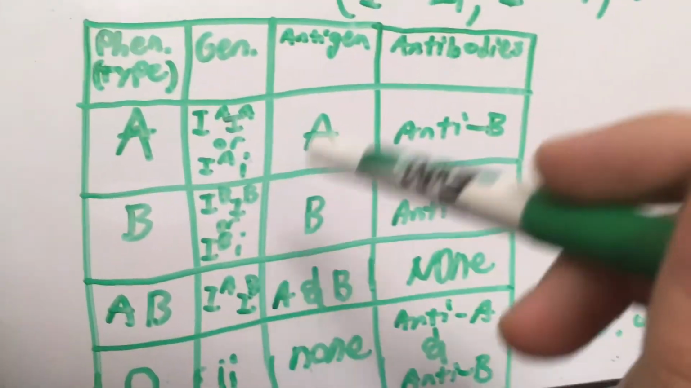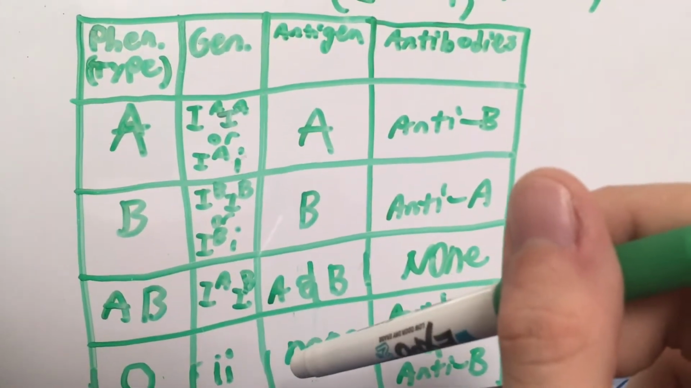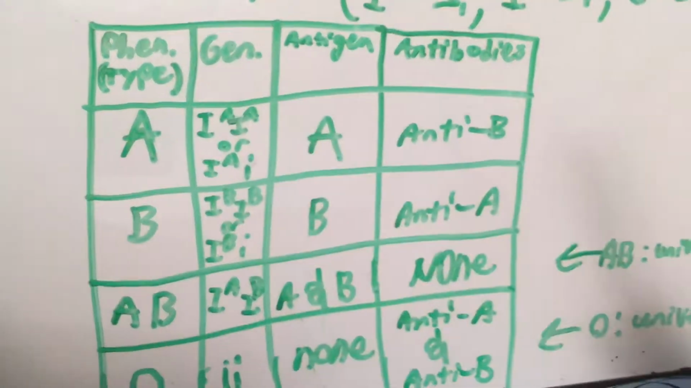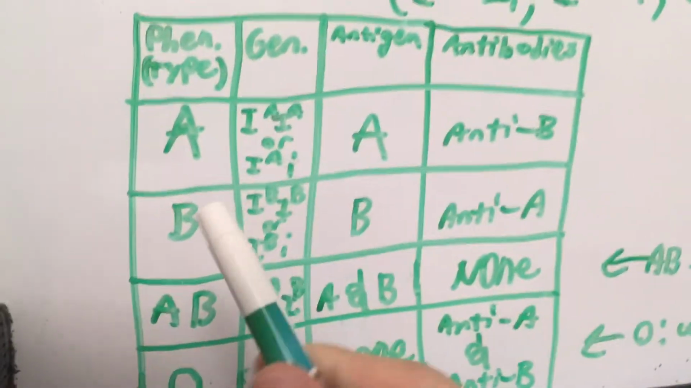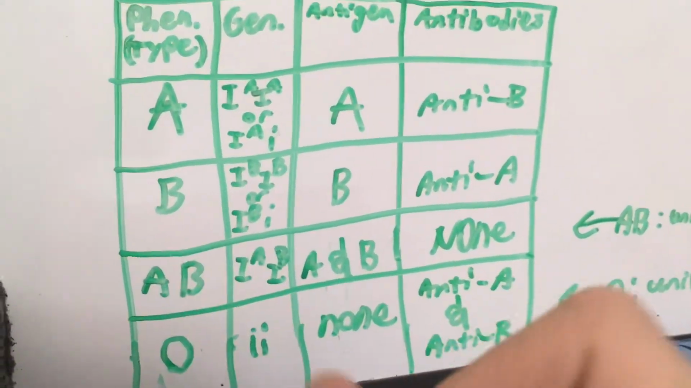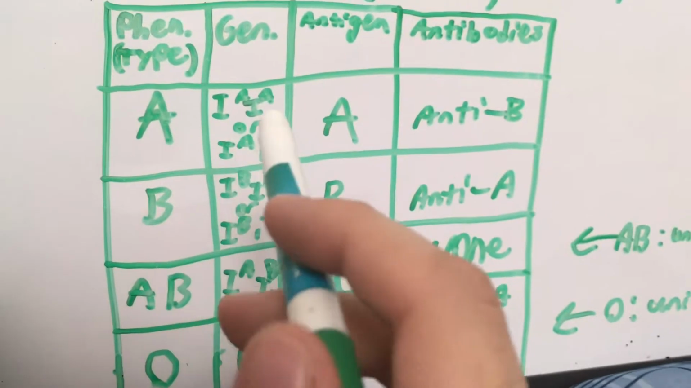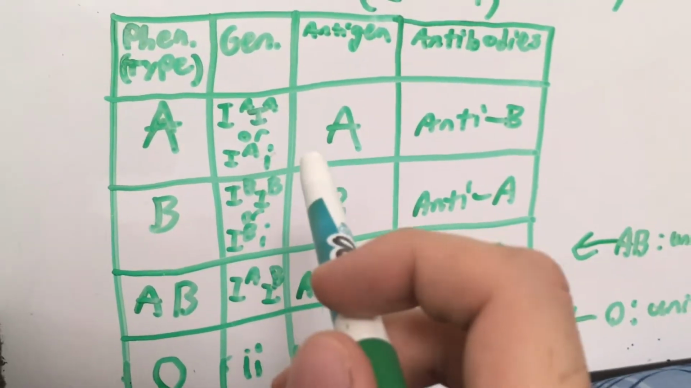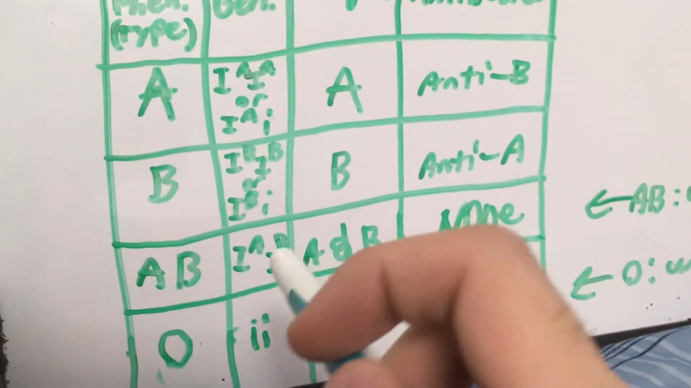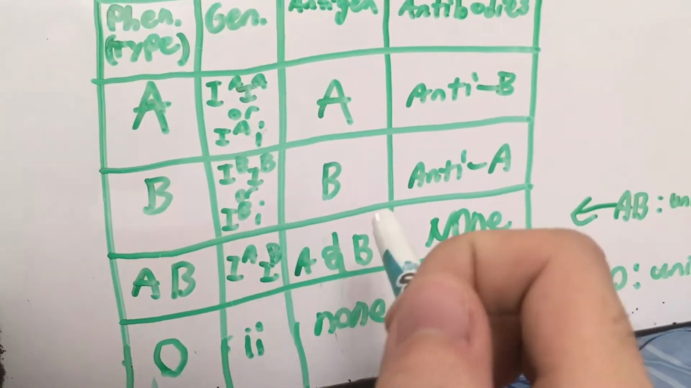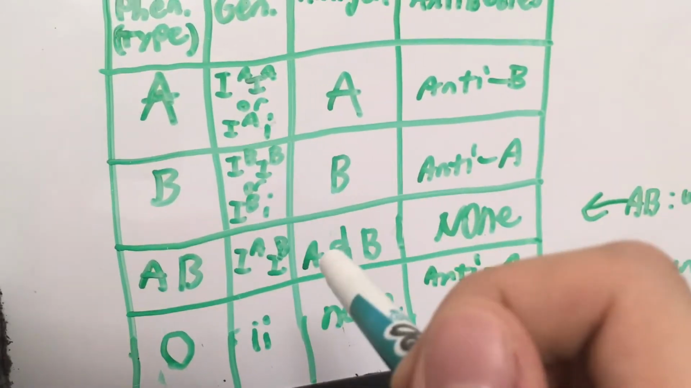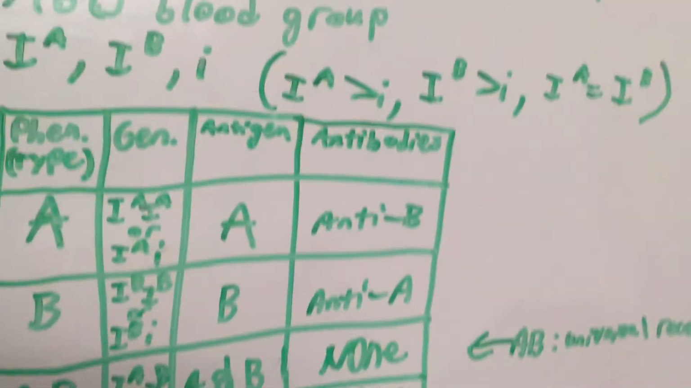We have the genotypes. We have the antigens that they produce, and we have the antibodies to protect them from the foreign antigens. So our blood types, you're probably familiar with this already. We have A, B, AB, and O. We can get A with IA IA, or IA little i. We can get B with IB IB, or IB little i. We can get AB with IA IB, and we can get O with double little i.